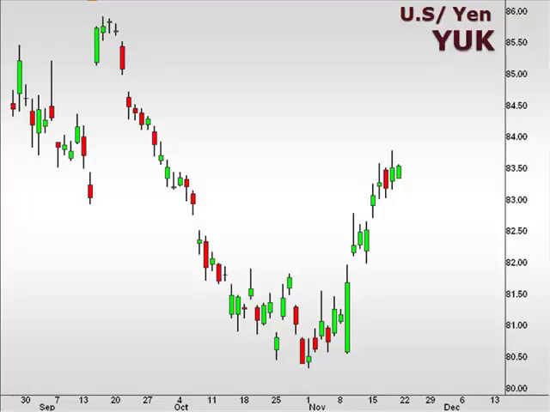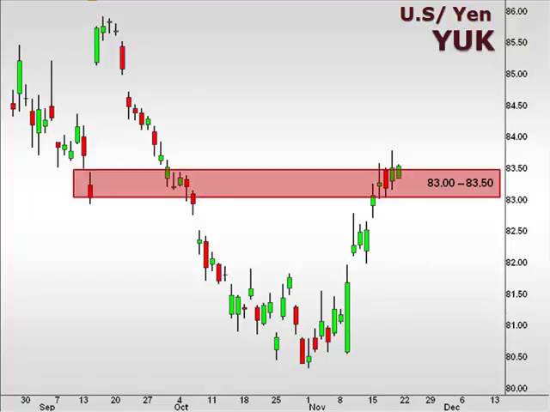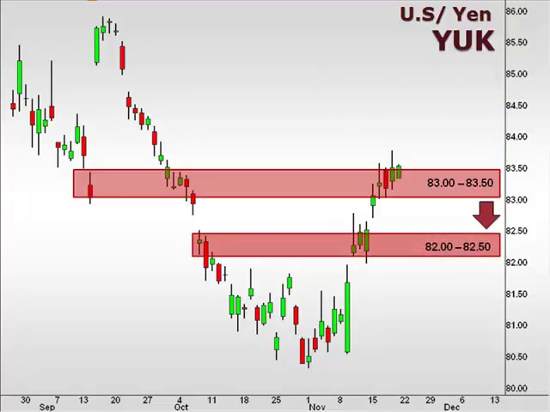Let's take a look at the YUK, the US versus the Japanese yen. Well, the US dollar gained considerable ground against the yen as the YUK tests 83, 83.5 for resistance. Now, a break above 83.5 is likely to push towards this 85 focal zone. However, we are open to the idea of a retracement as low as 82, 82.5 after such a significant move.